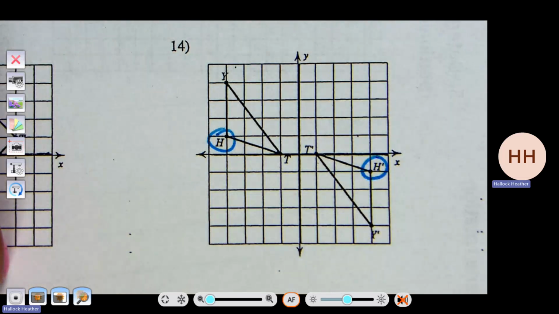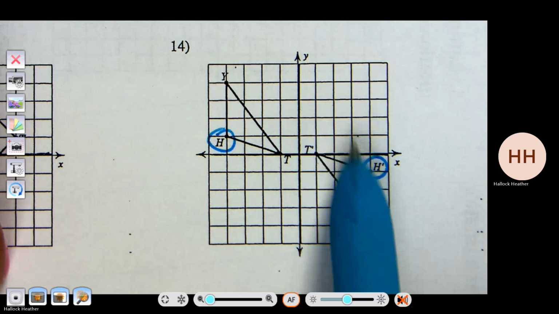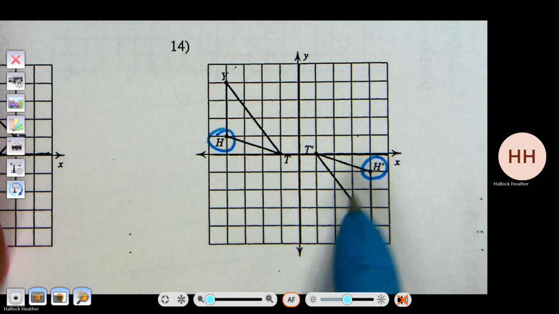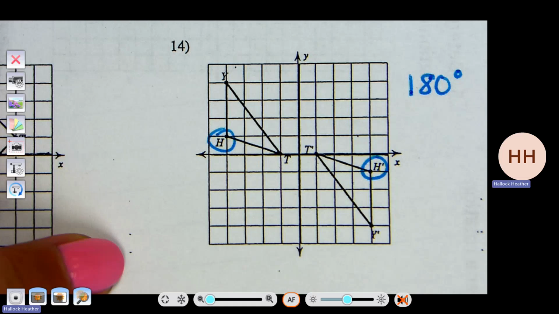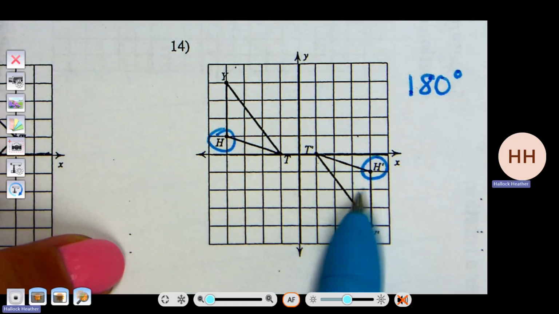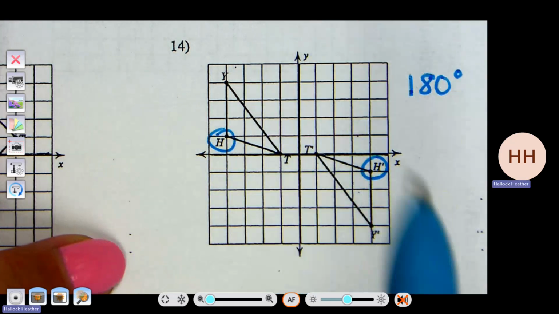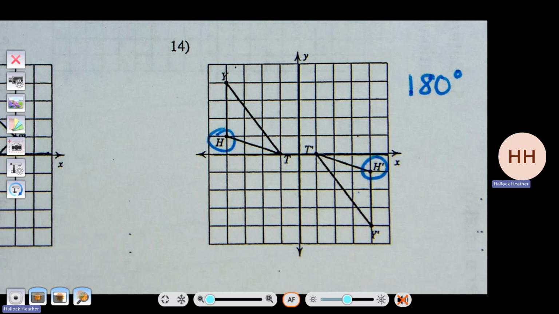You have to figure out how many quadrants H moved to get to H prime. So how many did it move if I go to the left? 2. What about to the right? 2. So if I move 2, that's 180. Because 1 quadrant move is 90 degrees. 2 quadrant moves is 180. 3 quadrant moves would be 270. 4 would be 360. It doesn't matter for 180 if you go clockwise or counterclockwise because you're going to end up in the same spot. And that's why on your little chart, the rule is the same for clockwise and counterclockwise for 180 only, because either way, there's only 4 quadrants. So if you move 2, it doesn't matter what side.